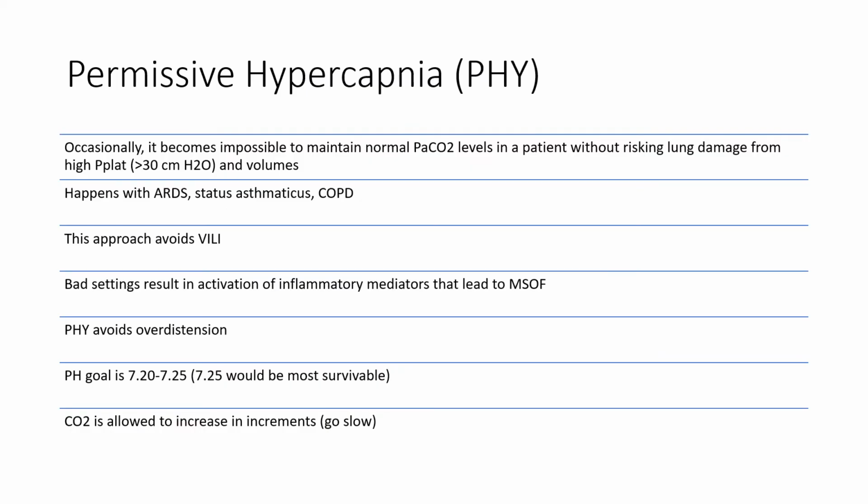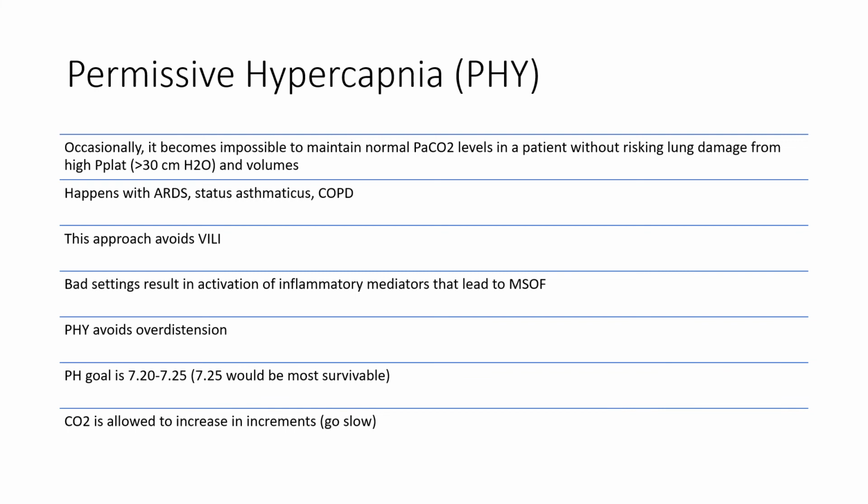All right, so now we're talking about permissive hypercarbia or permissive hypercapnia. So this is where we're starting to see the patient's lungs get worse and worse, right? So occasionally it's impossible to get a normal CO2 level out of a patient without causing their plateau pressure to be above 30. So if we're already having issues having a plateau pressure above 30, we need to turn down our volumes. We need to keep going down. The plateau pressure of 30 tells us about alveolar pressure, and we don't want to exceed alveolar pressures of 30, right?